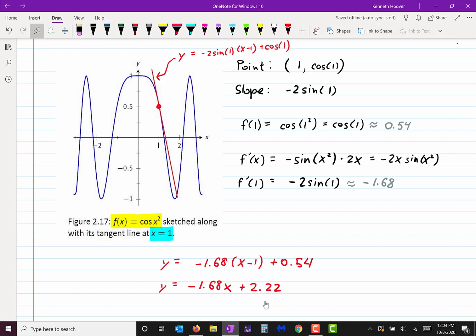So that's the chain rule. Very important. Comes up so many times. So many times. Okay? And that's it for today.